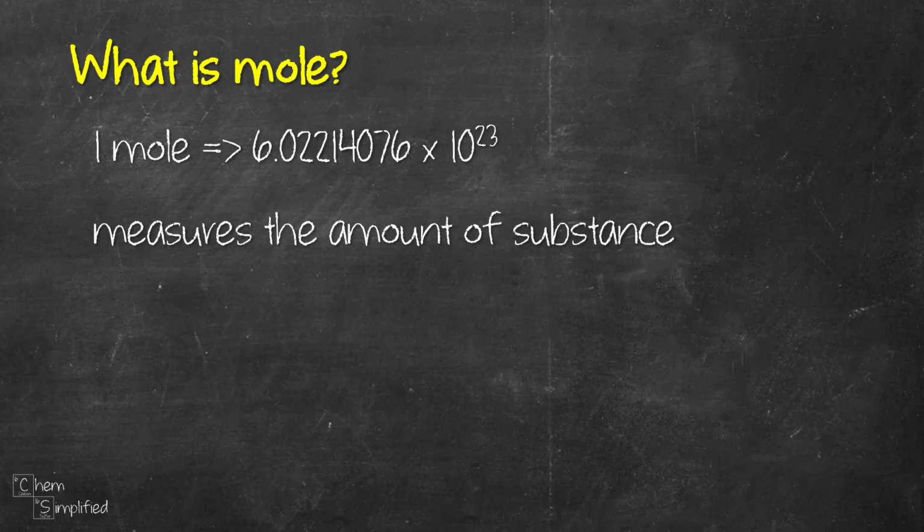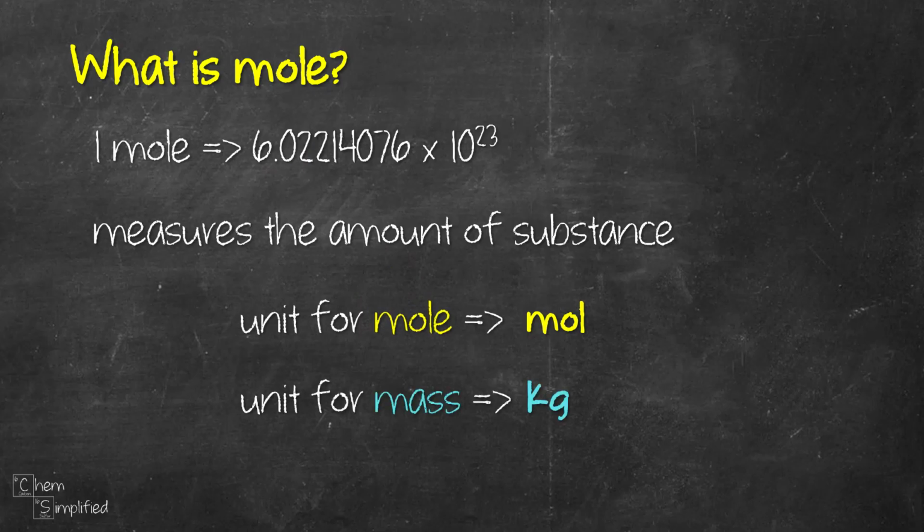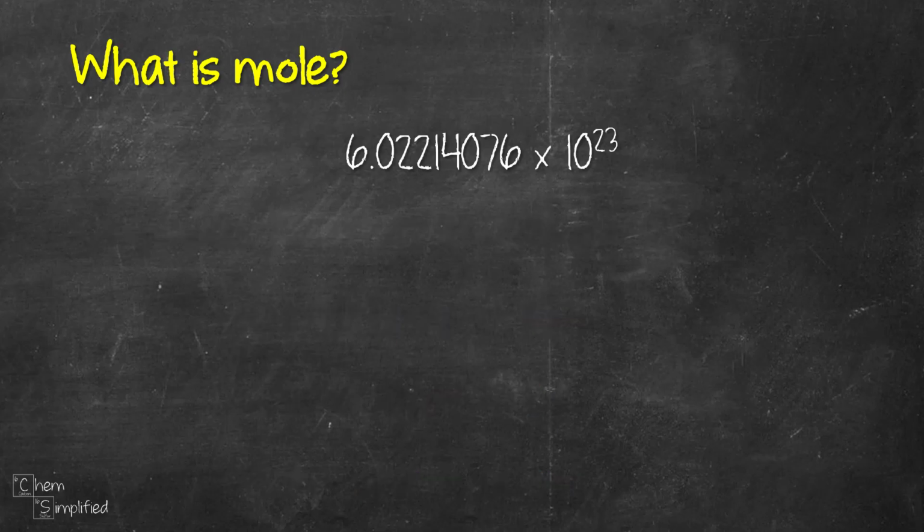Now, why is it that a lot of times in calculations we see mole spelled M-O-L without the E? What's up with that? Well, that's actually the SI unit for mole. Like the SI unit for mass is the kilogram and for volume is the cubic meter. So for mole, M-O-L-E, the unit is mol. That's pretty much it.